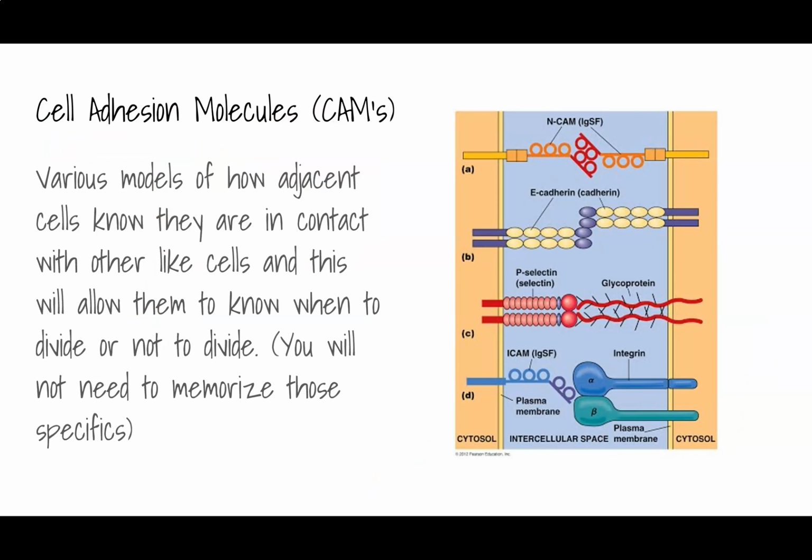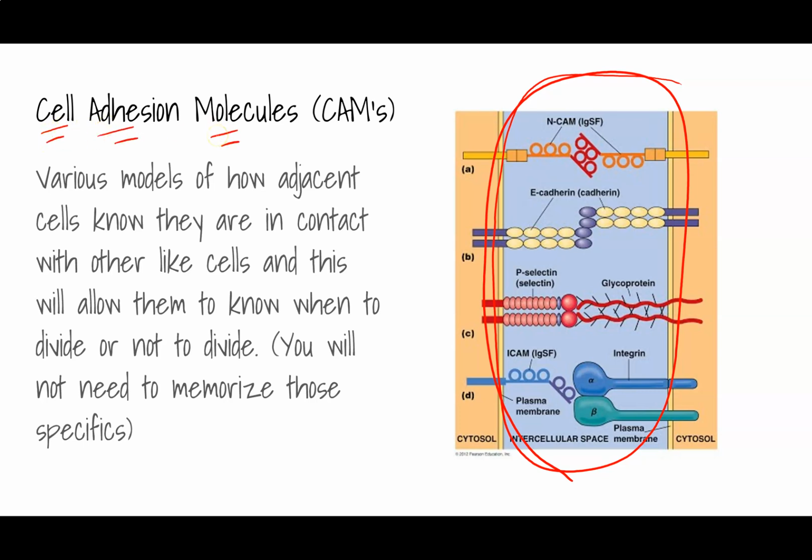Now, in the case of cancer and whether cells grow or not, and again, these are super detailed. You're not going to need to know any of these specific names, and if you do, they'll give you everything you need in the question. But a CAM, or a cell adhesion molecule, is how cells know they are actually in contact with each other.